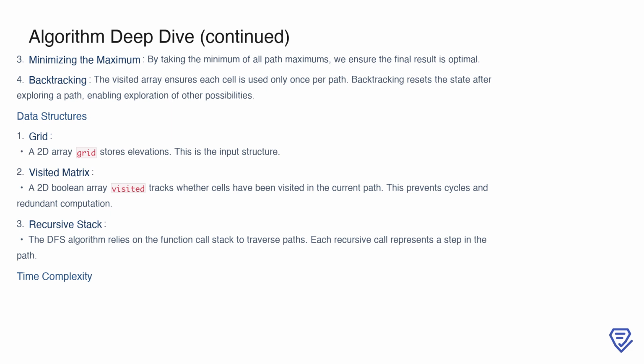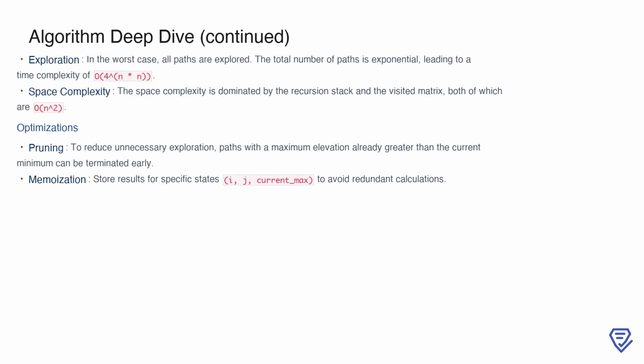However, due to the exhaustive nature of the brute force approach, the algorithm can become computationally expensive as the grid size increases. The time complexity of this approach is exponential, specifically O(4^(n*n)), due to the sheer number of paths explored in the worst case. The space complexity is dominated by the recursion stack and the visited matrix, both of which are O(n²).